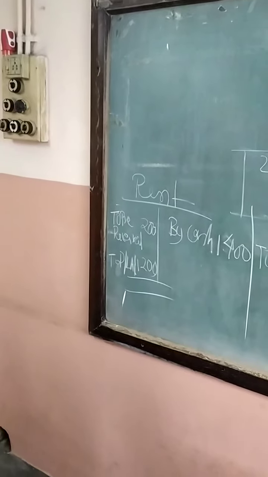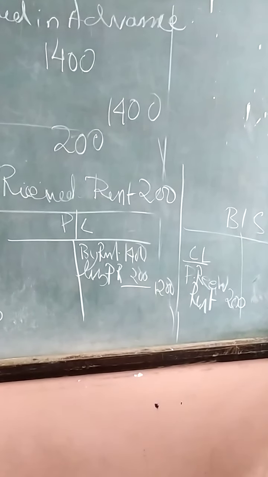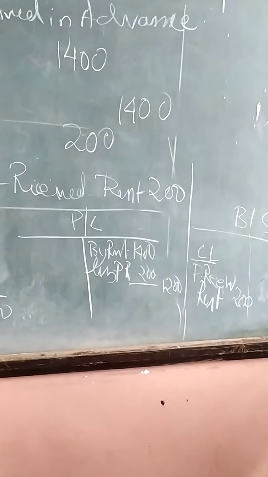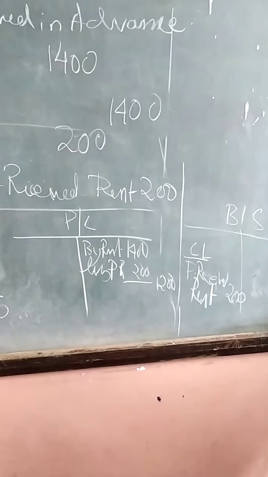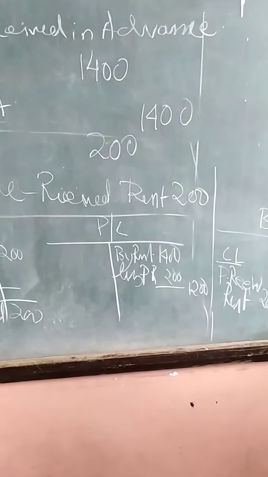In the rent account to PL account we have written 1200, and in the PL account we have written by rent 1200. I have shown the working also over there. You may not, but it is better practice to show the working, because in the final account they will not ask you to prepare this ledger and journals.